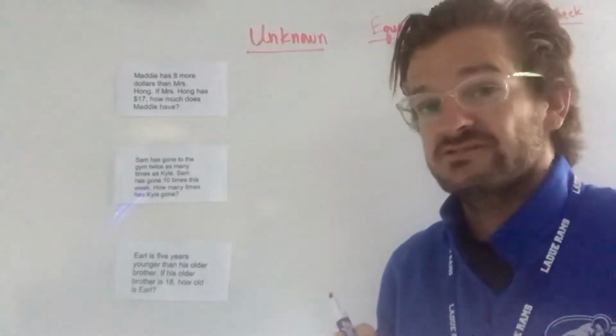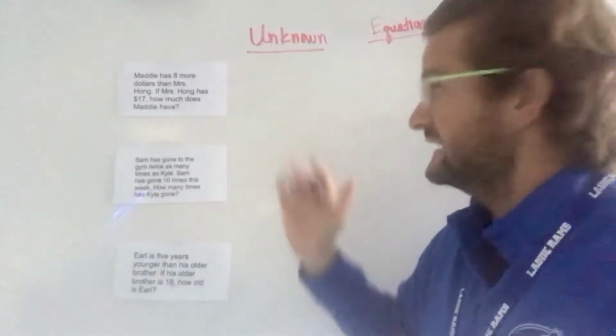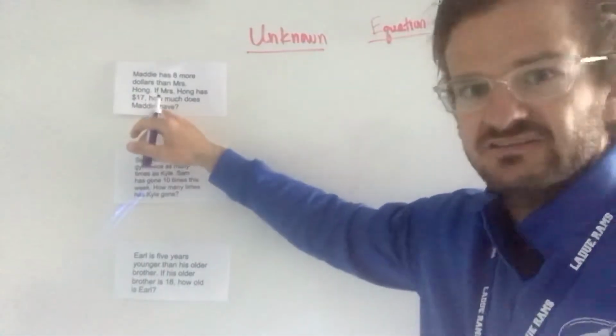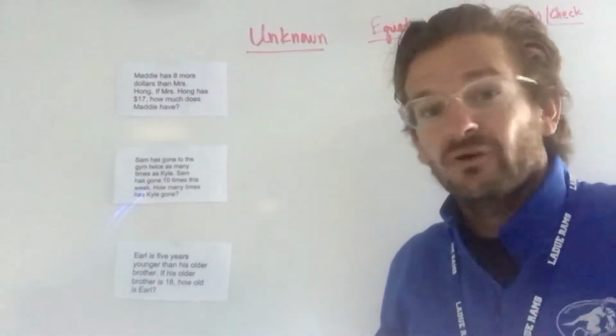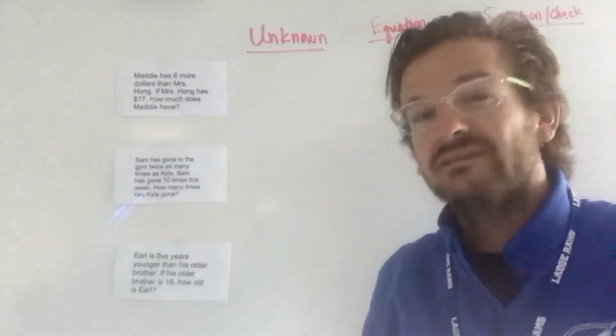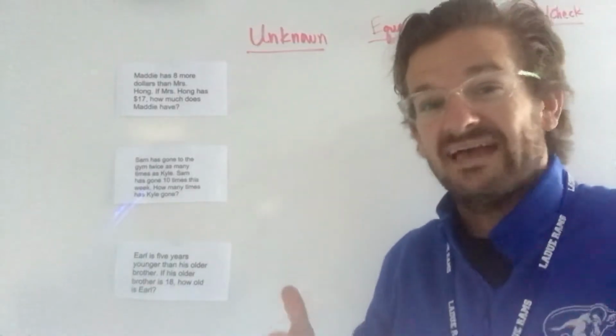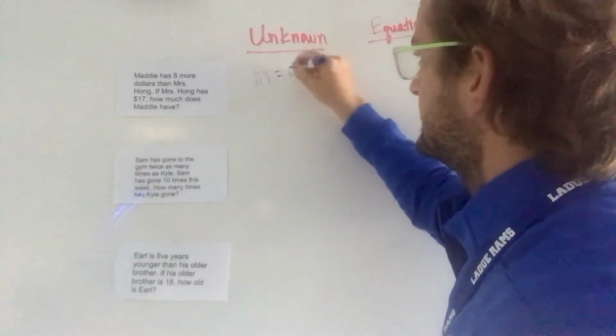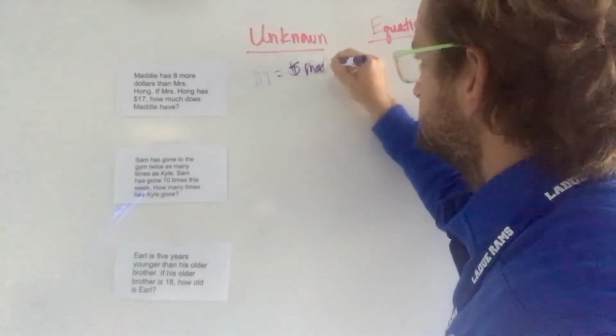The first bit of information is who has more money. Maddie has more money. She has $8 more than Mrs. Hong. We don't know how much Maddie has, though. So in this unknown, this is where we put our variable. Remember, a variable is something that represents a quantity or something that we don't know yet. So we're going to say M is the money that Maddie has.